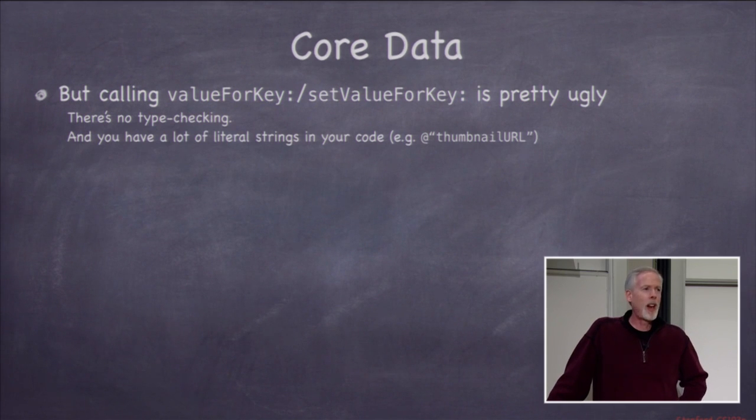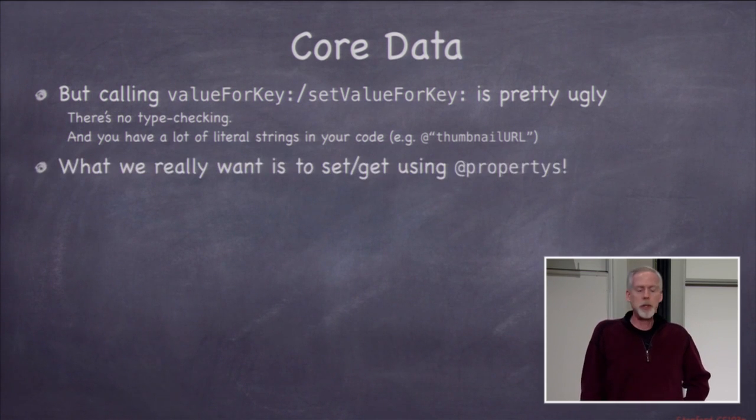And also you end up with a lot of literal strings like @"thumbnailURL". And if you ever changed the name of that in your visual map, all your code would just stop working silently and you wouldn't know. So really what we want here is properties.